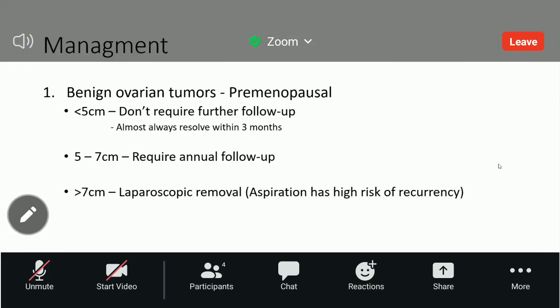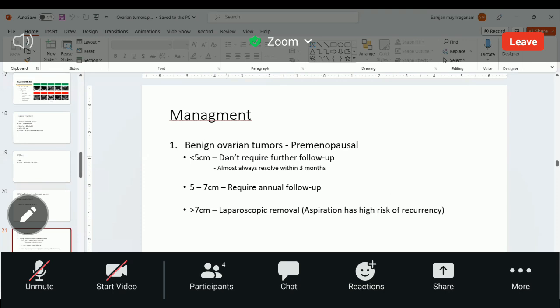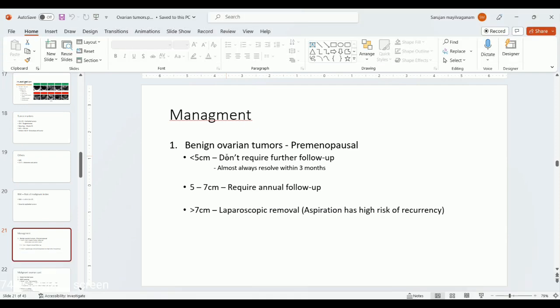Then I will keep it here. Otherwise, okay. Then regarding the management, first we will look at the management of the benign ovarian tumors of the premenopausal woman. We will look at the management of benign ovarian tumors of the postmenopausal woman with the MCQ. Here we will be looking at benign ovarian tumor management for the premenopausal woman.